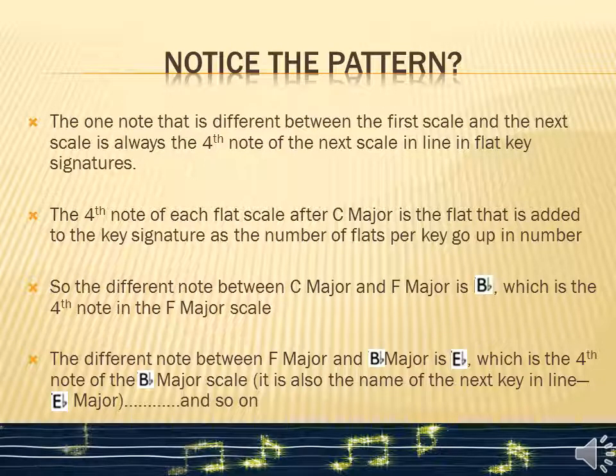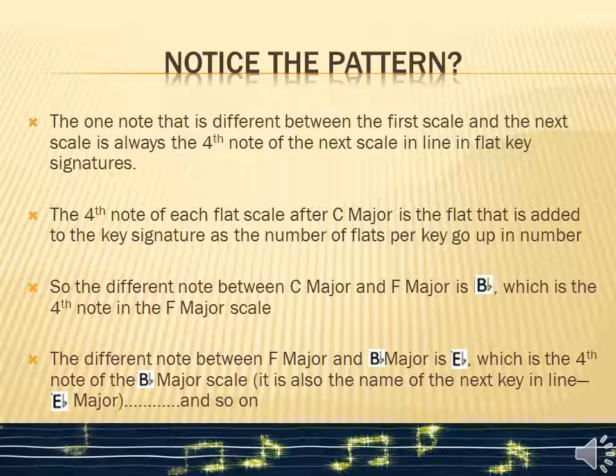Notice the pattern? The one note that is different between the first scale and the next scale is always the fourth note of the next scale in line in flat key signatures. The fourth note of each flat scale after C major is the flat that is added to the key signature as the number of flats per key go up in number.